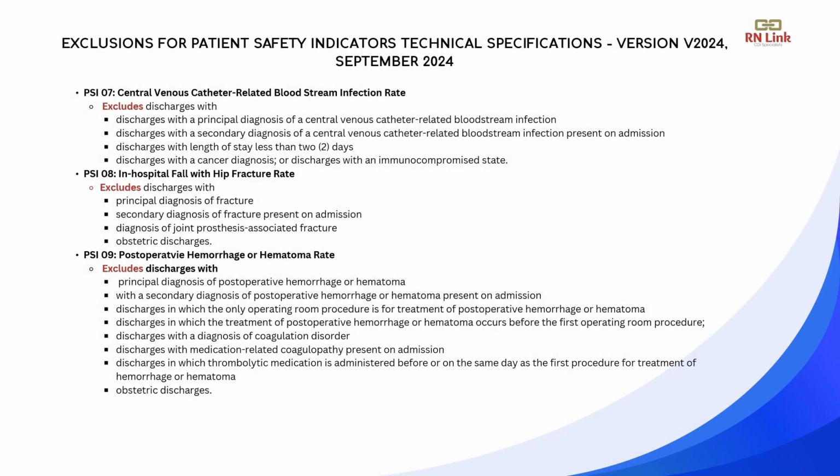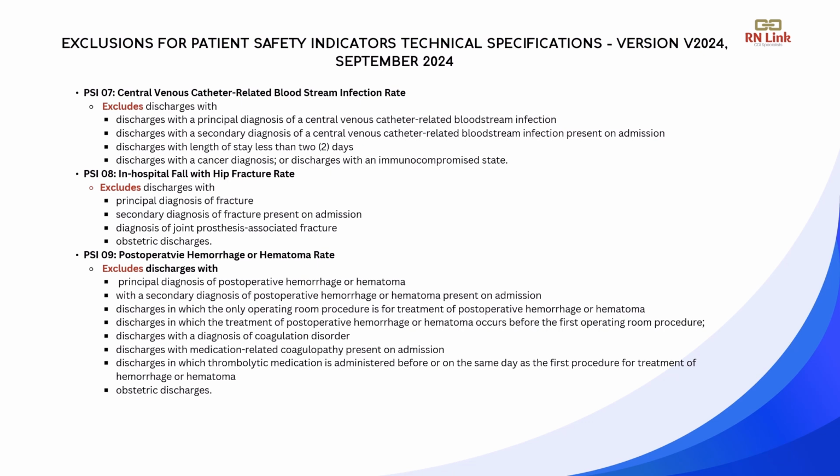PSI 07, central venous catheter-related bloodstream infection rate. Excludes discharges with a principal diagnosis of a central venous catheter-related bloodstream infection. Discharges with a secondary diagnosis of a central venous catheter-related bloodstream infection present on admission. Discharges with length of stay less than 2 days. Discharges with a cancer diagnosis, or discharges with an immunocompromised state.